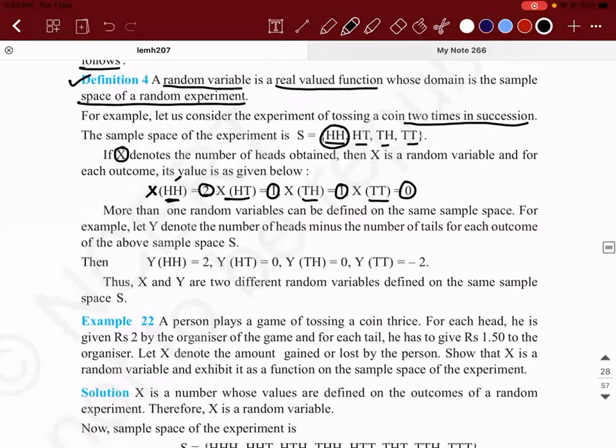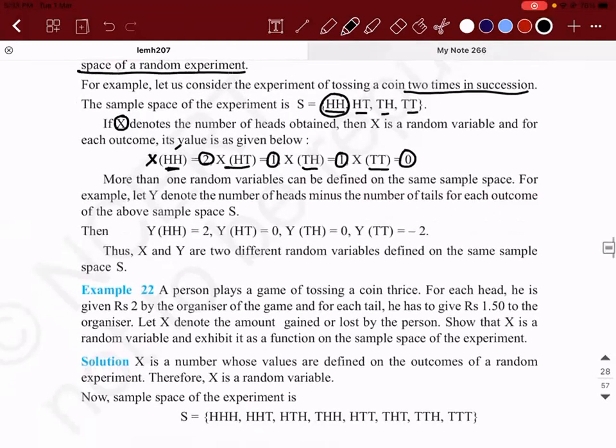Similarly, you can ask me a question: can I define multiple random variables for the same experiment? Yes, you can do that. So more than one random variable can be defined on the same sample space. For example, let's say Y denotes the number of heads minus the number of tails for each outcome. So you are giving a mathematical statement, right? You're saying, I want to find the number of heads minus the number of tails in each outcome, and I will call that variable Y. You're collecting the data and trying to place it in a sequential order.